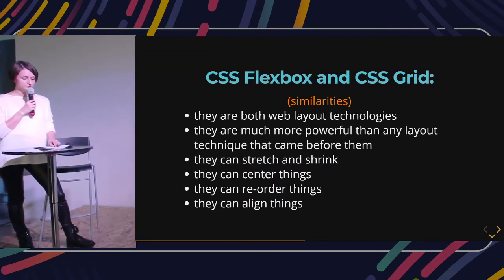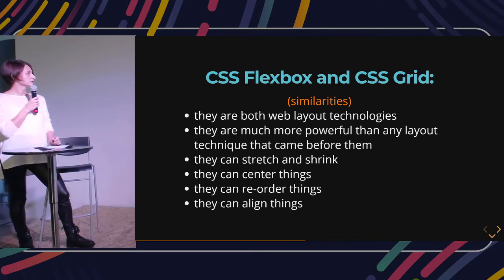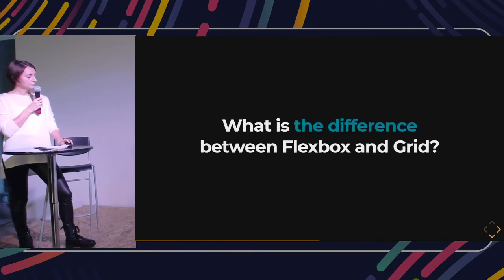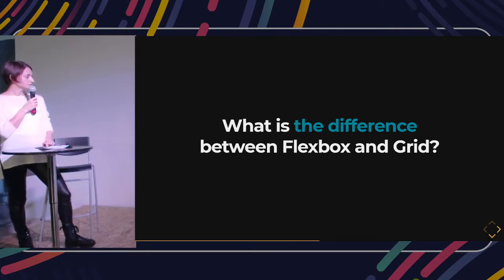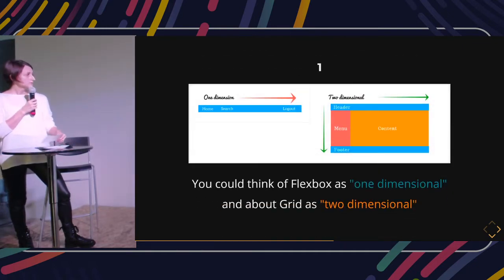At first glance, there are a lot of similarities between them, because they are both web layout technologies, much more powerful than any layout technique that came before them, and they can stretch and shrink, they can center, reorder, and align things. However, despite some superficial similarities, they are actually used for very different tasks. They each solve a very different set of problems. Let's focus on the differences. The main difference is that Flexbox is created for laying out items in a single dimension, in a row or column. And Grid is for layout of items in two-dimensional rows and columns.